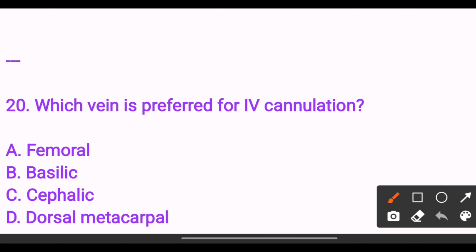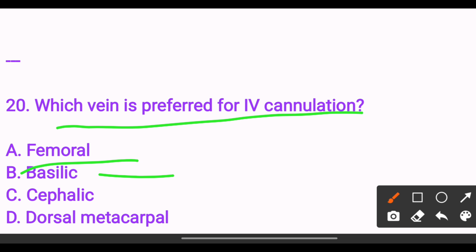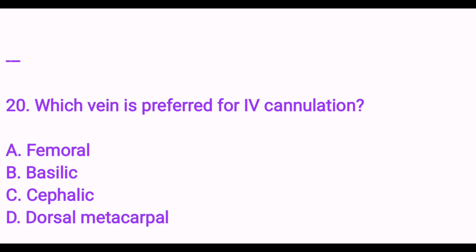Which vein is preferred for the IV cannulation? Option A femoral, option B basilic, option C cephalic, option D dorsal metacarpal. The answer is option D dorsal metacarpal because it is easily accessible and has the least complications. So the answer is option D.